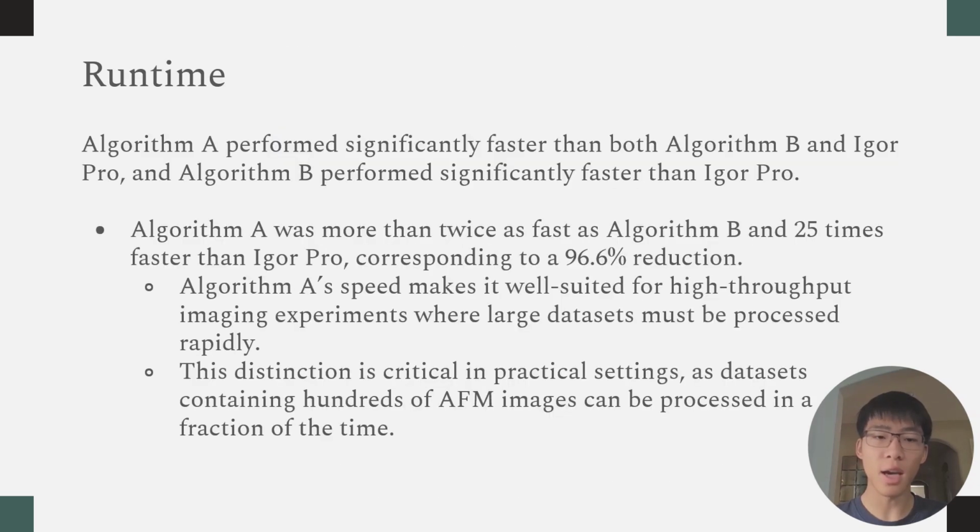So for our runtime, algorithm A was more than twice as fast as algorithm B and 25 times faster than IGRPro, representing a 96.6% reduction in runtime. This makes algorithm A extremely productive in real-time applications.